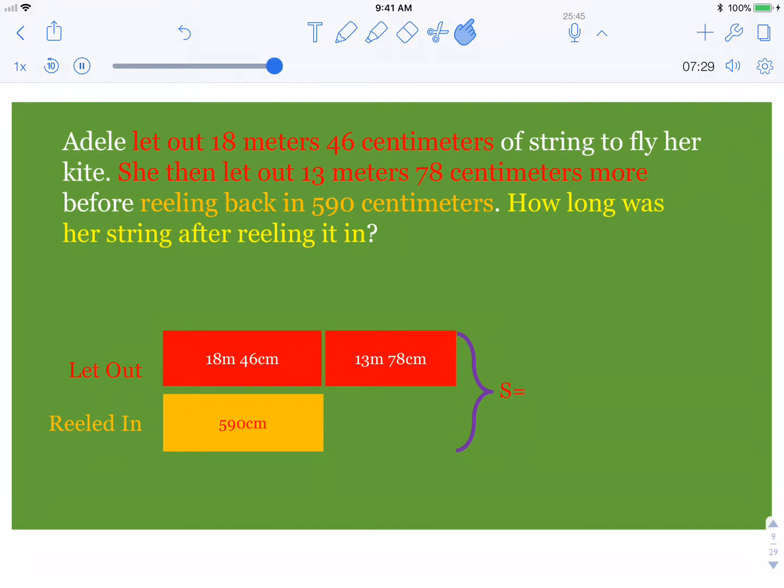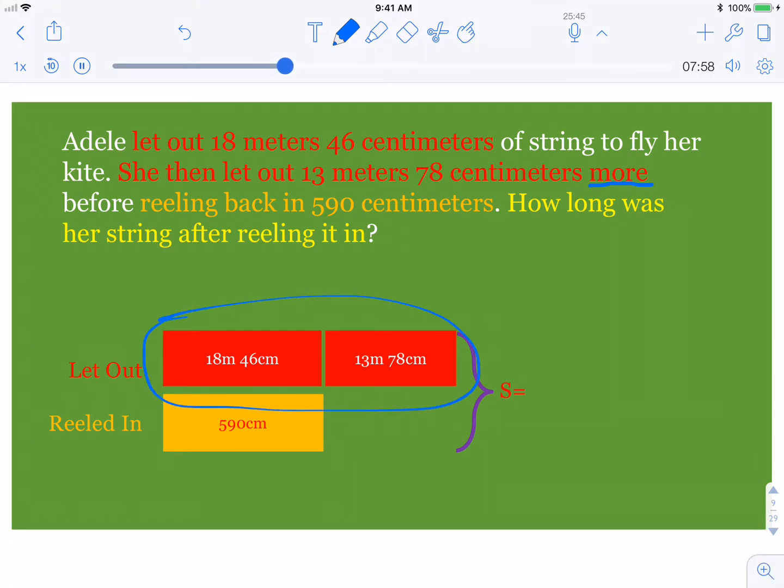Okay, here's what I highlight on mine. She let out 18 meters, 46 centimeters of string. She then let out 13 meters, 78 centimeters more. So if you notice, I have my bar representing my 18 meters, 46 centimeters, but then she let out more. So I'm going to add to that bar because I have more that's being let out.